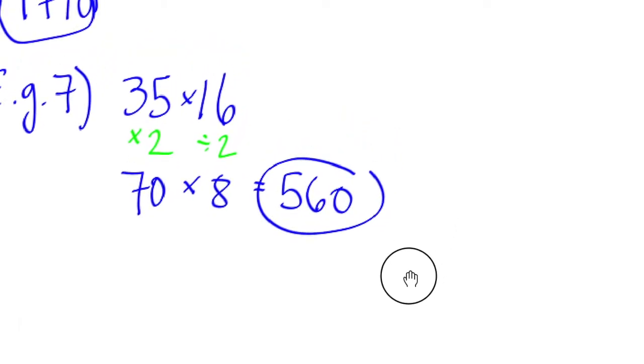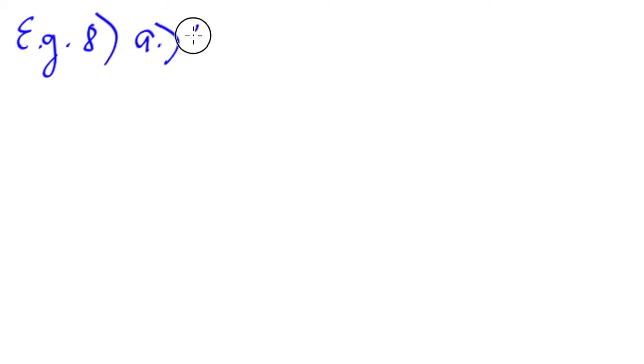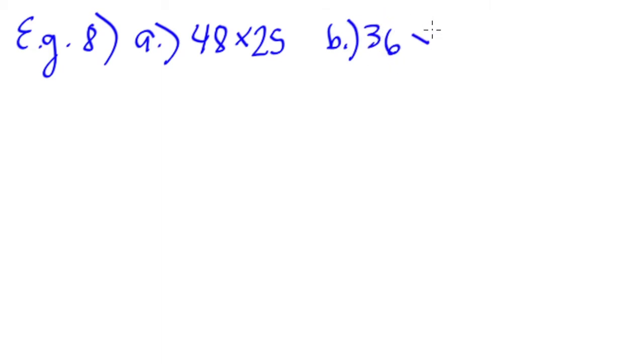Let me transfer this to one with a bigger space. Here you go. For example 8, we have for letter A, 48 times 25. Letter B, we have 36 times 75. Letter C, we have 56 times 125. And let's do this.